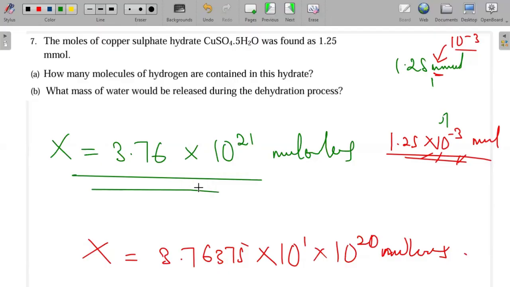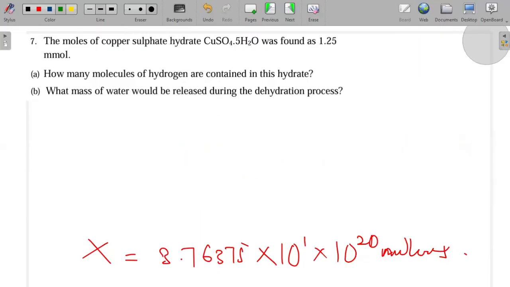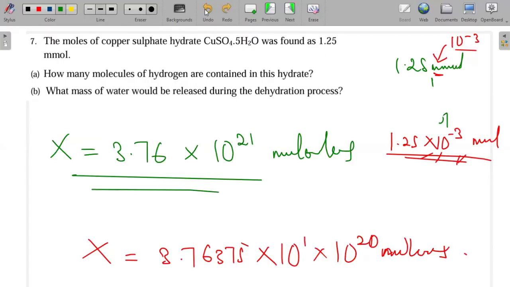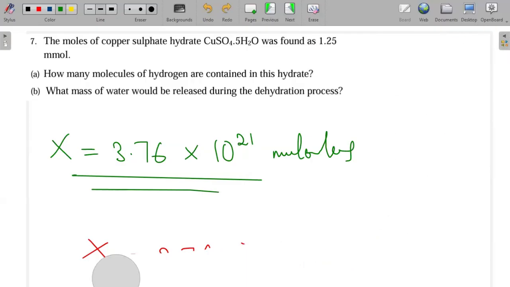So we have 3.7 molecules of hydrogen. Okay, and then from there, what can we do? We can try to find B. So what are they saying on B? Okay, B. Oh, let me keep this value here somewhere in case we want to use it. Let me just write it at the top here: 3.76 times 10 to the power 21 molecules.